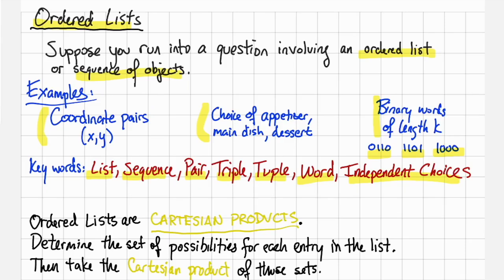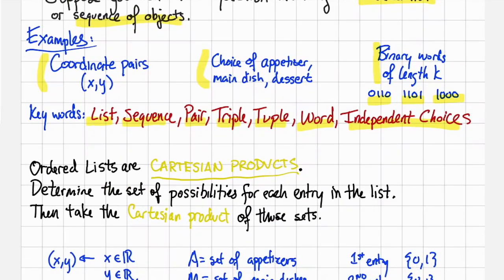So how does that relate to sets? Ordered lists are Cartesian products. We have to figure out what's the set of possibilities for each entry in the list. What are the possibilities for the first entry? What are the possibilities for the second entry? What are the possibilities for the third entry? Each of those is a set. Then we take the Cartesian product of these sets.